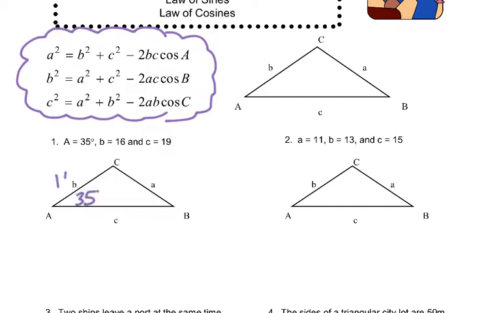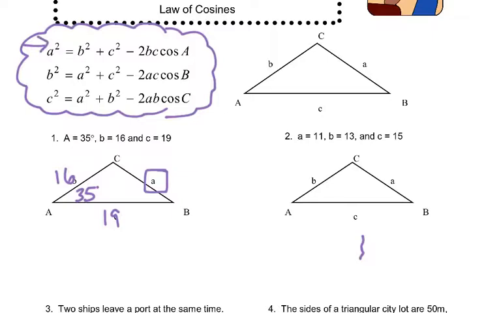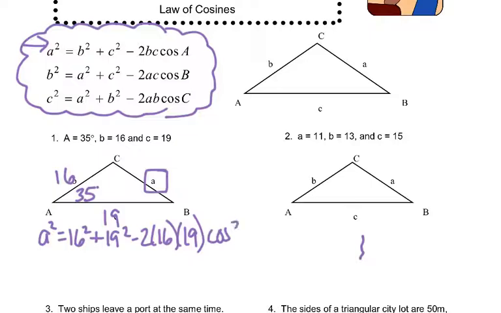35 degrees, 16, 19. Again, I'm given side angle side, and the law of cosines helps me find the side opposite the given angle. So this one, if I go with the letters, is the first version. A squared equals 16 squared plus 19 squared minus 2 times 16 times 19 times the cos of 35. And you're going to type that all in your calculator, and then you'll get a number, which you have to take the square root of. You could just do that all at once, and get 10.91.